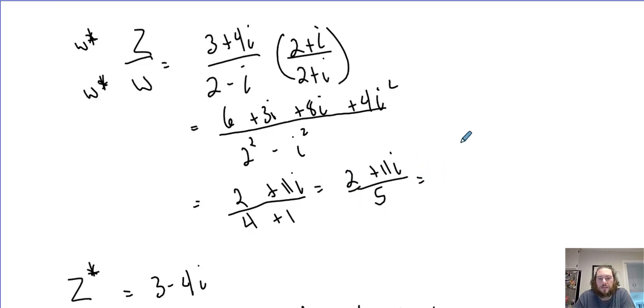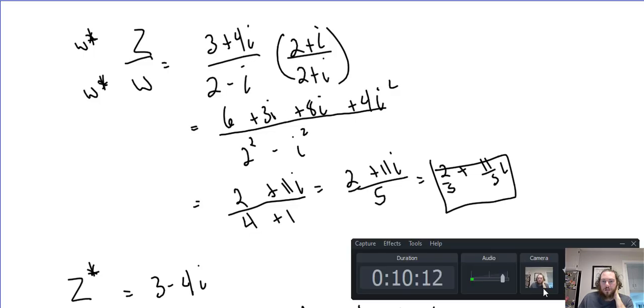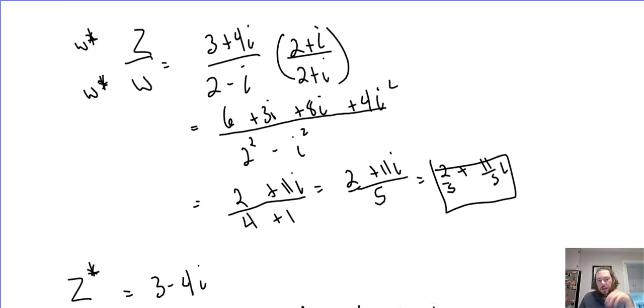We could take this and look at the real component, which is 2 over 5, and the imaginary component, which is 11 over 5i. And we could break it up into two fractions. Right, so here we are, 2 over 5 and 11 over 5i is the real and the imaginary component of this complex number. So because complex numbers are broken up into their real and imaginary component, it can be very useful to represent this on what we call the complex plane.